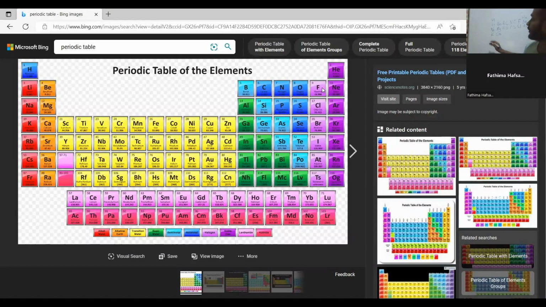Right. In these 20 elements, if we divide the elements vertically like this, 1, 2, 3, 4, 5, 6, 7, 8, we call that a group. Always the groups are in Roman numbers. So Roman number I and Roman number II.